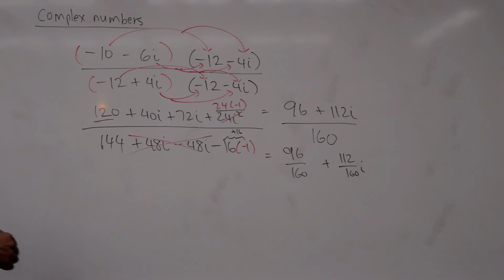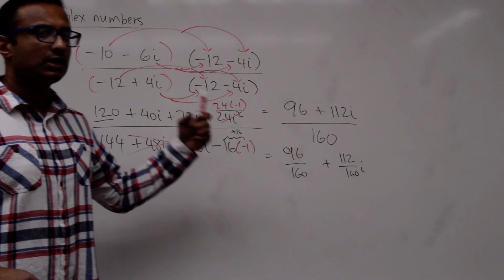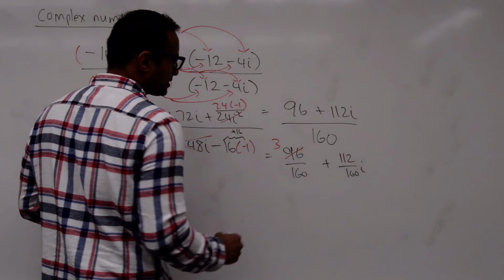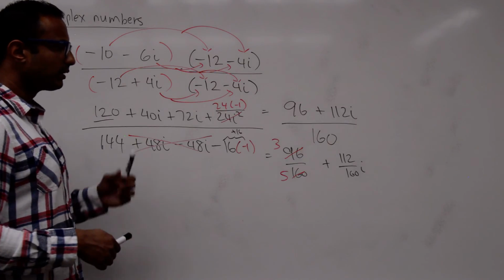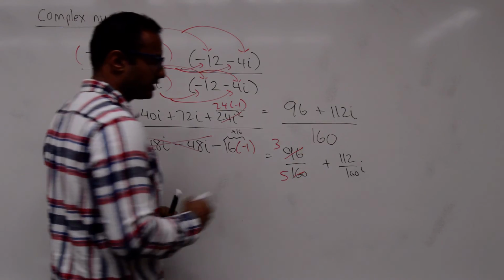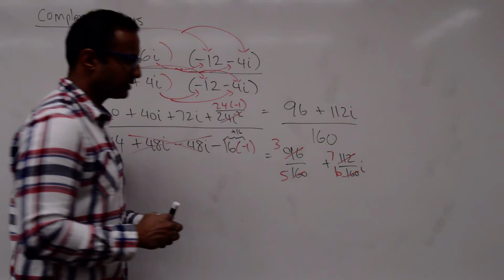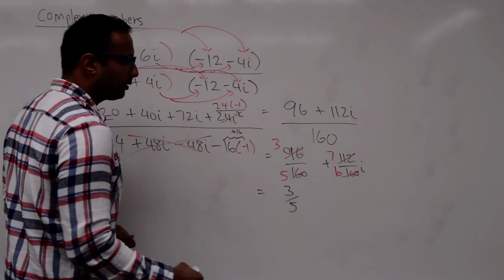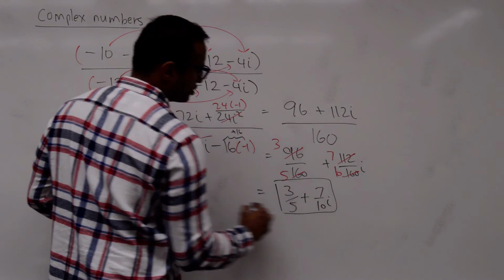Okay, so if you reduce this, you have to figure out which number goes into 96 and 160. I believe 32 does. 32 goes into 96 3 times, and 32 goes into 160 5 times. So this becomes 3/5. What about the 112 and the 160? 16 goes into both of those. You can reduce it by 16. 16 goes into 112 7 times. 16 goes into 160 10 times. So my final answer is going to be 3/5, that's the real part, plus 7 over 10i, which is the imaginary part.